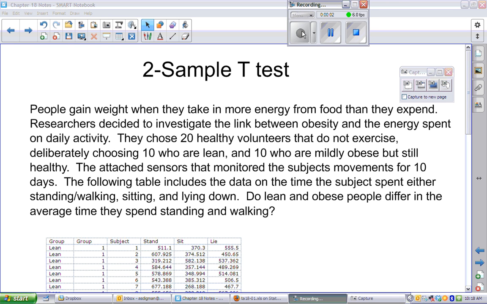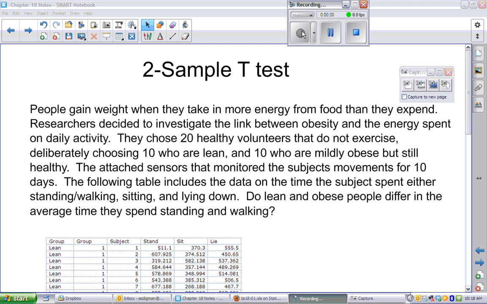Now let's look at the two-sample t-test here in our notes. We're looking at a problem where people gain weight, obviously, when they take in more energy from food than they actually expend. So researchers are investigating the link between obesity and the energy spent on daily activity. They're going to choose 20 healthy volunteers that do not exercise. They're intentionally choosing 10 who are actually fairly lean and 10 who are just mildly obese.